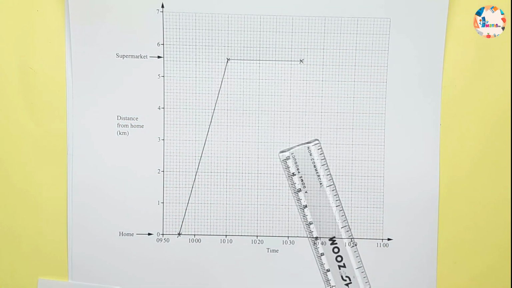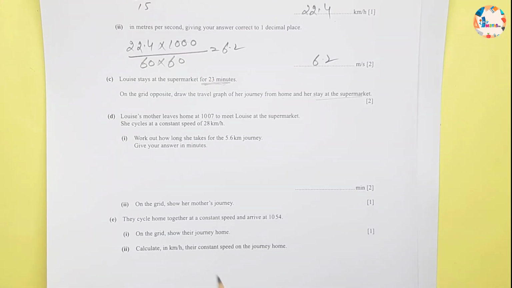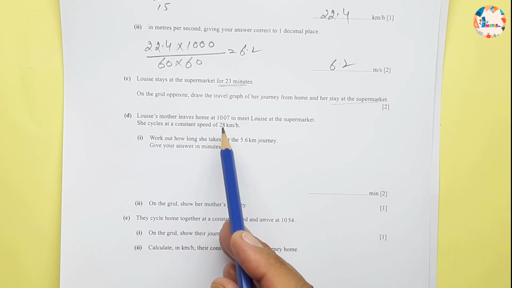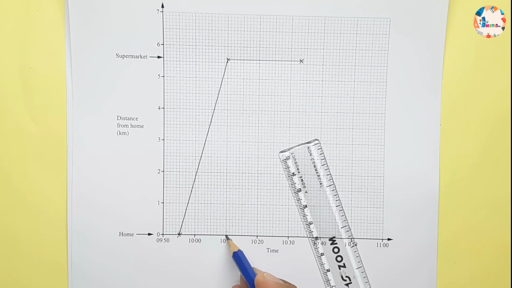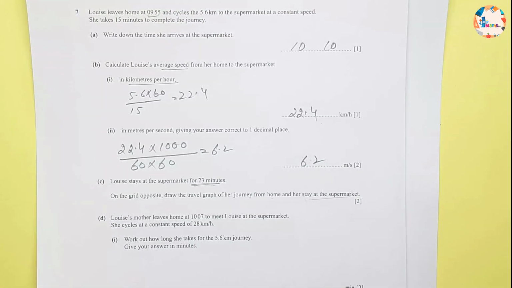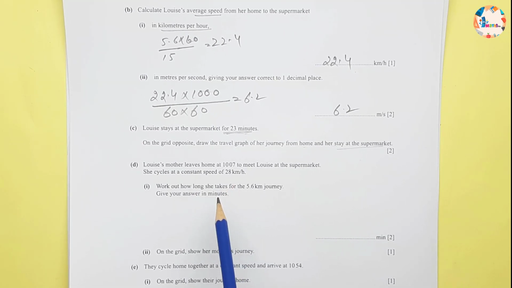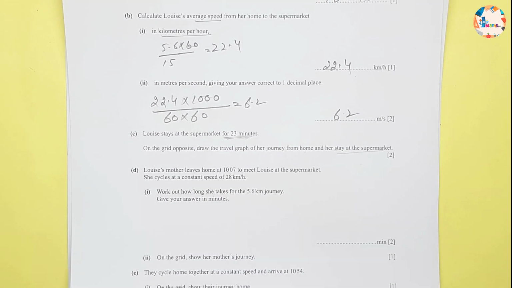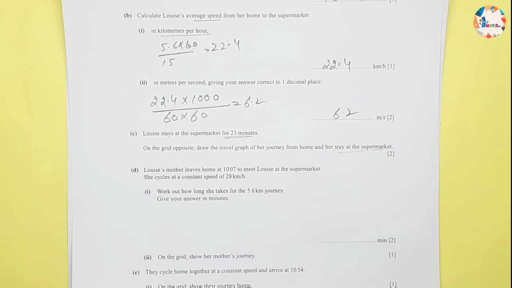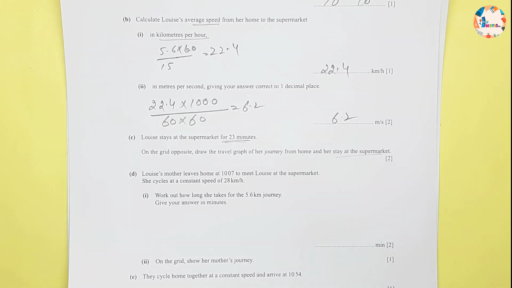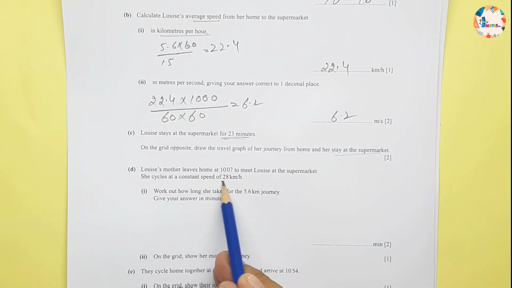And then they are saying Louis' mother leaves home at 10:07. So 10:07 is which one? 10:10 is this. So 10:07 will be this location. So at this time, her mother left to meet Lois at the supermarket. She cycles at a constant speed of 28 kilometers per hour. So 28 kilometers per hour is the speed.